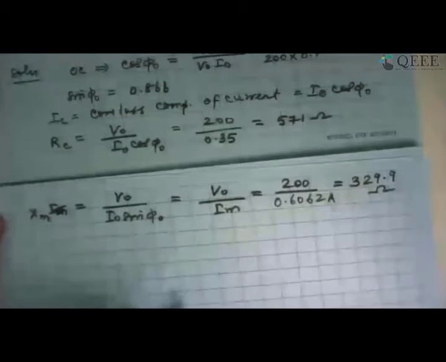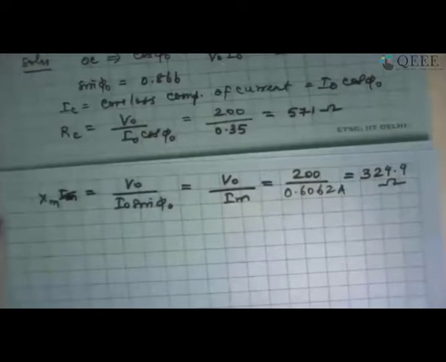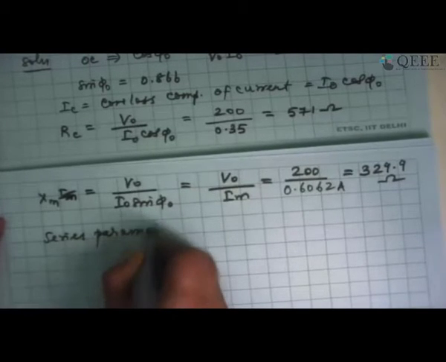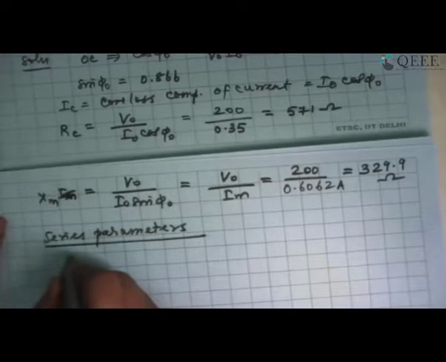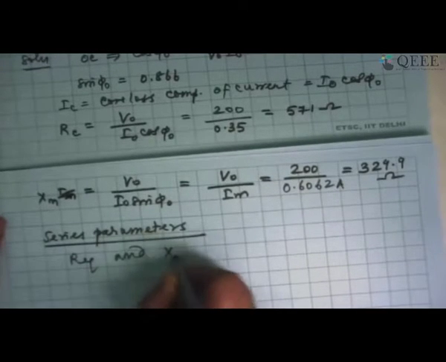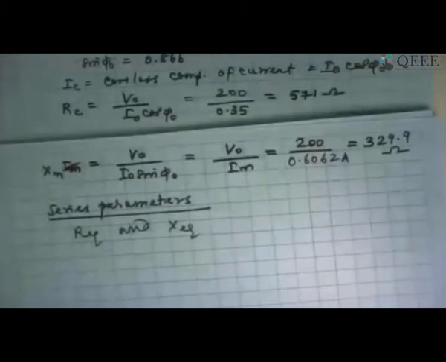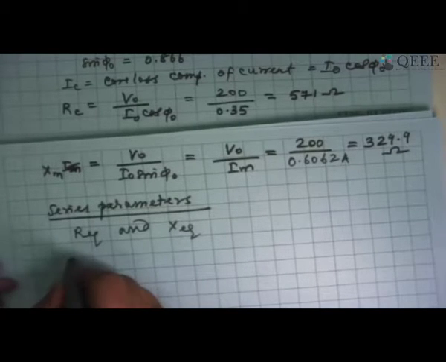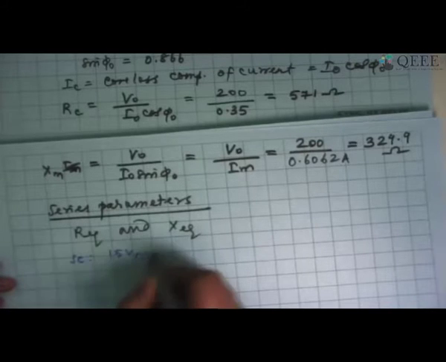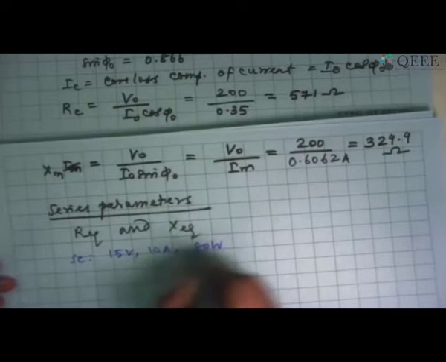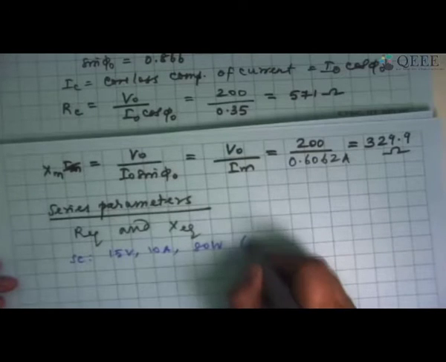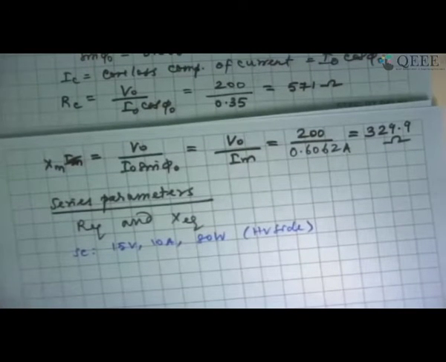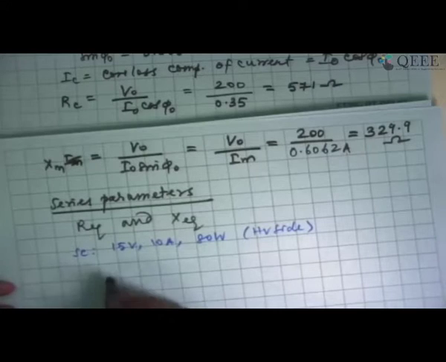We have got the data for the parallel parameters in the equivalent circuit. Now the series parameters. So we need R equivalent and X equivalent. These are the two things that we need to calculate. For that, we have to look at the short circuit data. Short circuit data says 15 volts, 10 ampere, 80 watts. Please note this is from the high voltage side. So ultimately we might have to transfer all the impedances to the low voltage side if we want to show the equivalent circuit from the LV side.